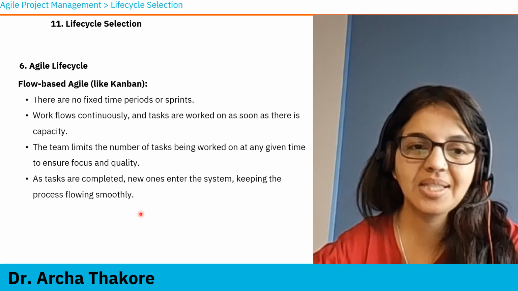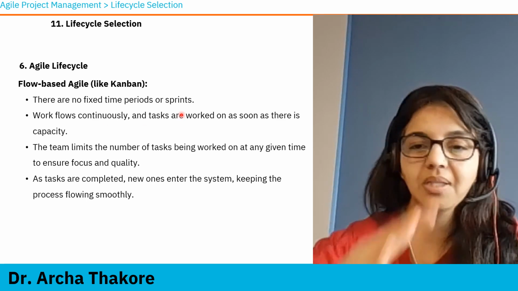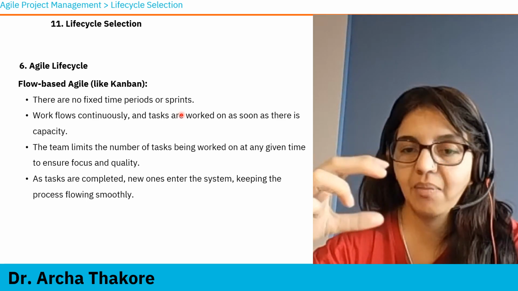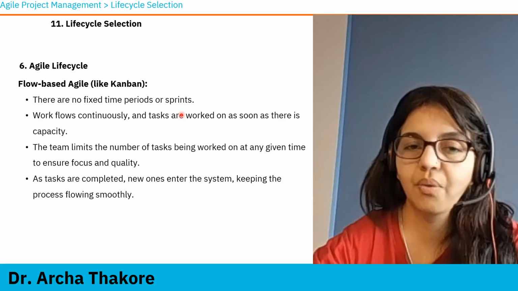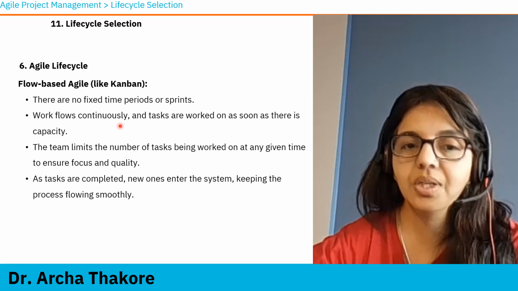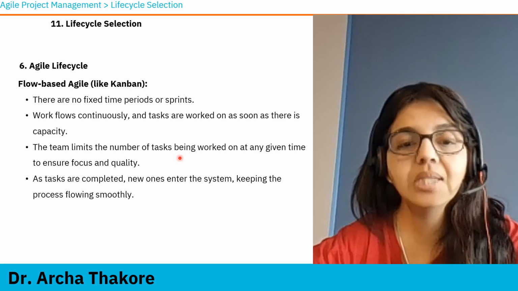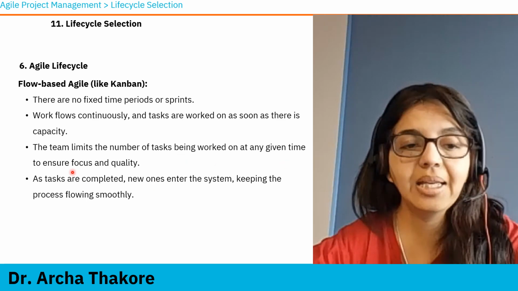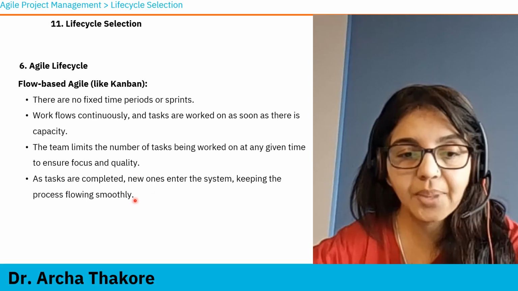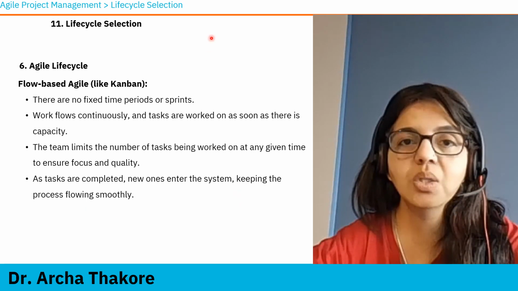Okay. Now what happens in flow-based agile? First of all, example of flow-based agile is Kanban. So there are no fixed time periods. Team keeps working, but they fix the work in progress items that at any given point of time we will work on these items, and once they are over, they are completed, we will start working on new ones. So work flows continuously and tasks are worked as soon as there is capacity in the team. The team limits the number of tasks being worked on at any given time to ensure focus and quality. As tasks are completed, new ones enter the system. You keep adding it to your to-do list, keeping the process flowing smoothly.